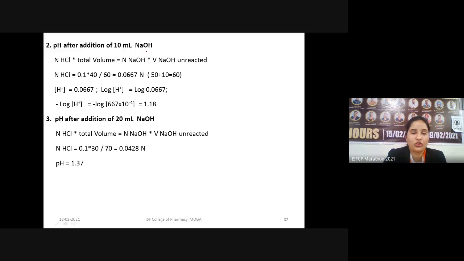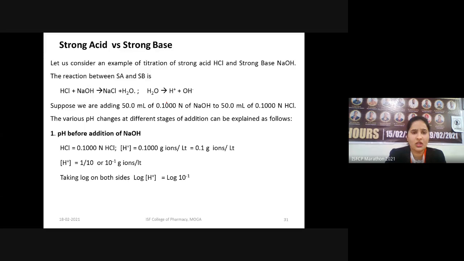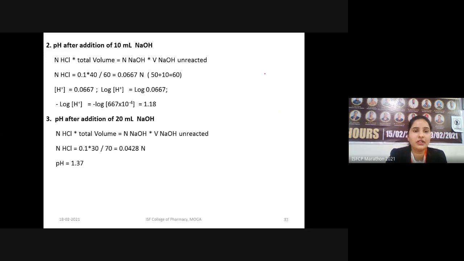Here we have taken 50 ml of 0.1 normal HCl. In that we have added 10 ml of sodium hydroxide. So we have added 10 ml of sodium hydroxide. So what is going to happen?